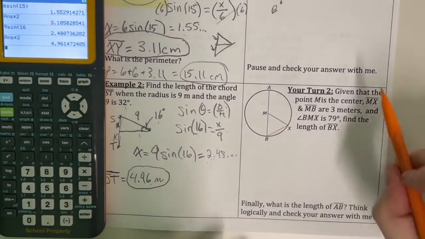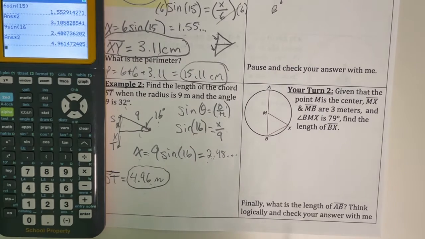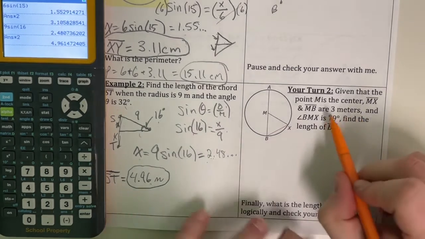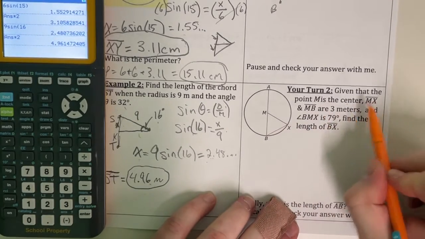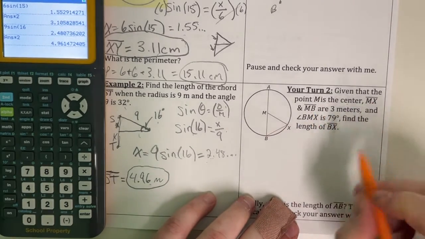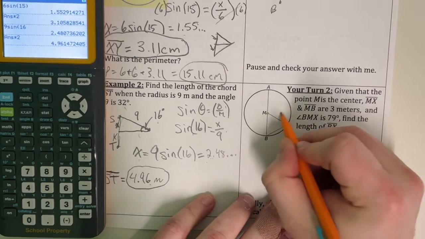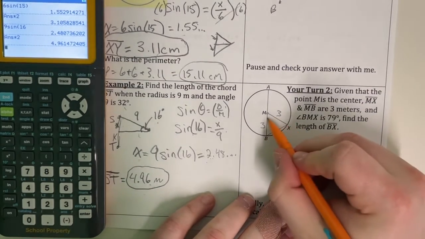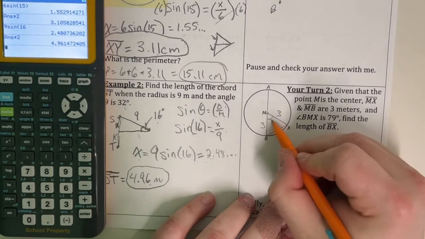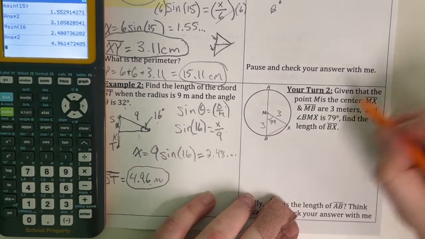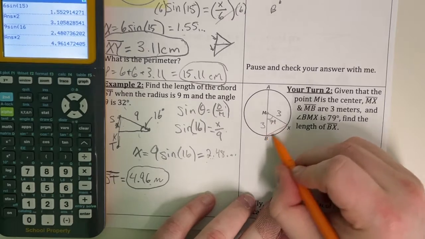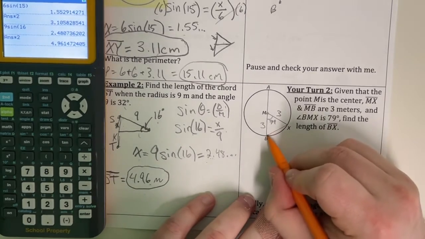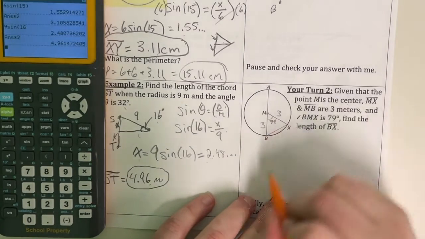All right, and then in Your Turn number 2, it gives you a picture, and it says given that the point M is the center and MX, MB are 3. So let me do this. I'm saying MX and MB are both 3 meters, and it's saying this angle right here is going to be 79 degrees. It's asking to find that chord, BX.